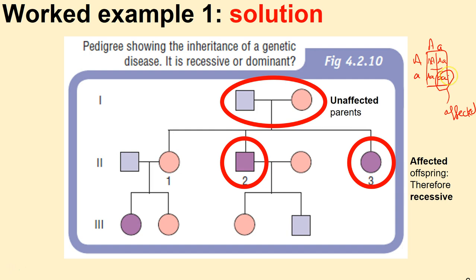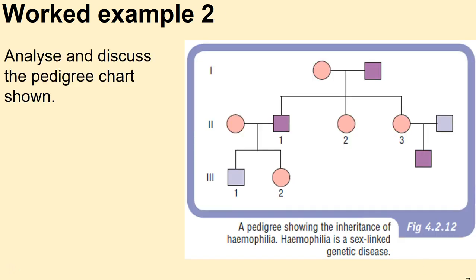If it was a dominant trait, then we would see it turning up in the parents as well, but it only turns up in the offspring. So in this case, if we have a look at this pedigree chart here, we can see, from our previous key, this is an affected male with an unaffected female.